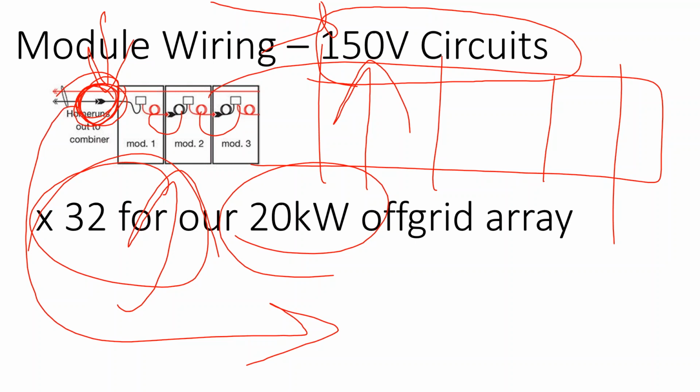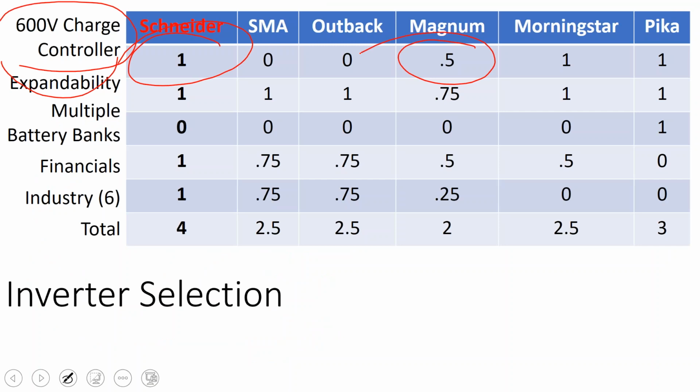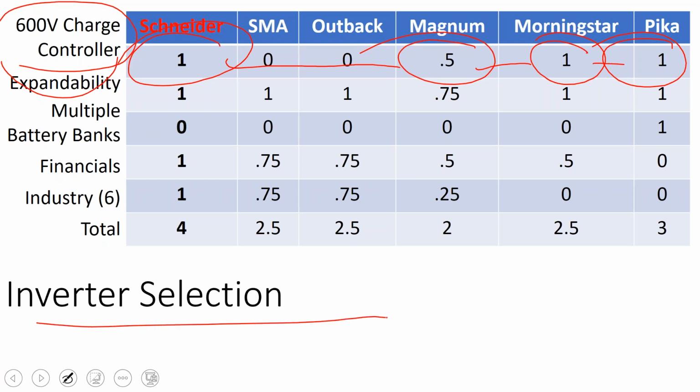And so what that would have meant is that if we went with this 20 kilowatt array on top of the barn and we had selected Outback, we would have realized that we would have had dozens and dozens of circuits on our rooftop, and wiring would have been a mess. So that actually simplified things. Only 2 companies, Schneider and Magnum, had a 300 volt charge control, and then Morningstar and Pika both had 600 volt charge controllers. This was the big difference that drove our final selection: which inverter manufacturer had a 600 volt charge controller.